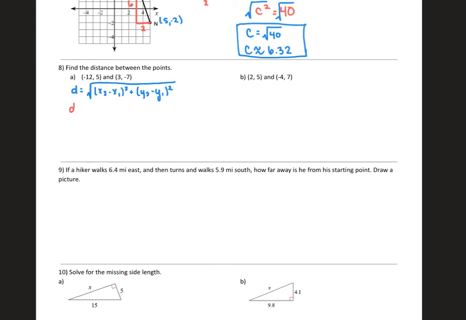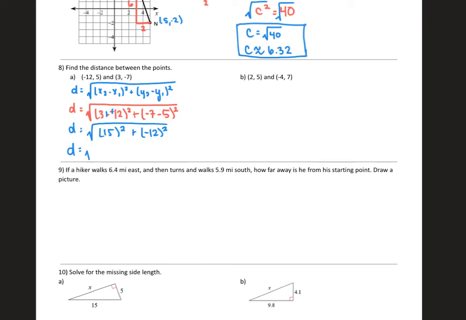So plugging it in, I get x2, which is 3, minus -12, squared, plus, and then we have y2, -7 minus 5, squared. Now we're going to simplify the parentheses. So 3 minus -12, 2 negatives turn to positive, so that's 15 squared. And -7 minus 5 is -12.